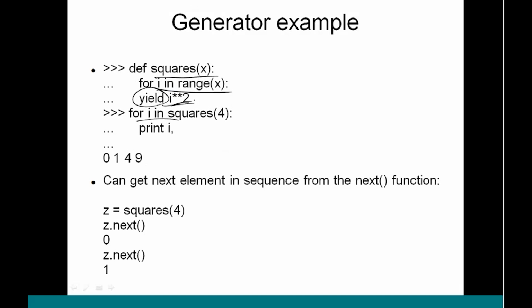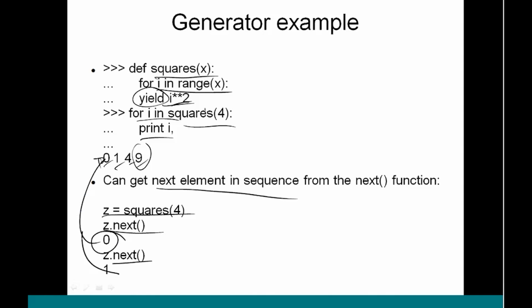And then we use this as for i in squares 4, print i. Now it is going to print just one value at a time, that is 0 1 4 9, and it keeps the last value at this point. And then we can get the next element in the sequence from the next function. So z equals squares 4, and the first time we use z next, it becomes 0, which is the first one, and then z next will become 1, and so on.